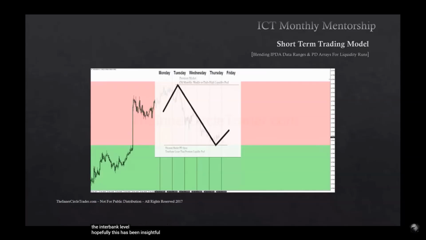Hopefully this has been insightful to you. We'll build more on these ideas as we go through and trade with more insights using the IPDA data ranges and PDA matrix.